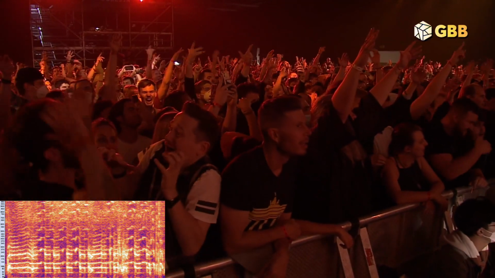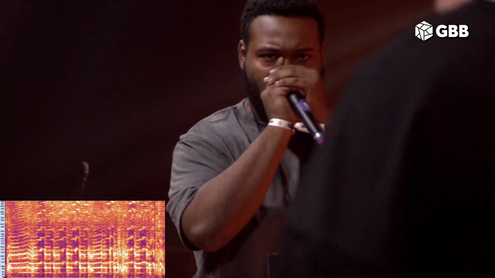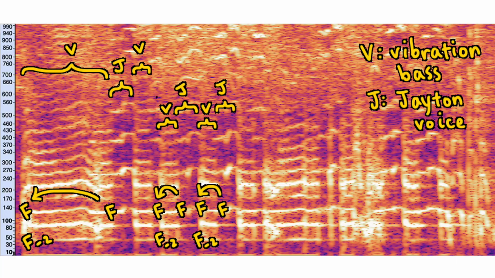Actually, while I'm here, let's take a look at Inertia, Remix, and NL as well. Inertia gets a second subharmonic. We can tell by comparing the vibration bass bands to where he does what's probably Jayton voice in his Reckless routine.